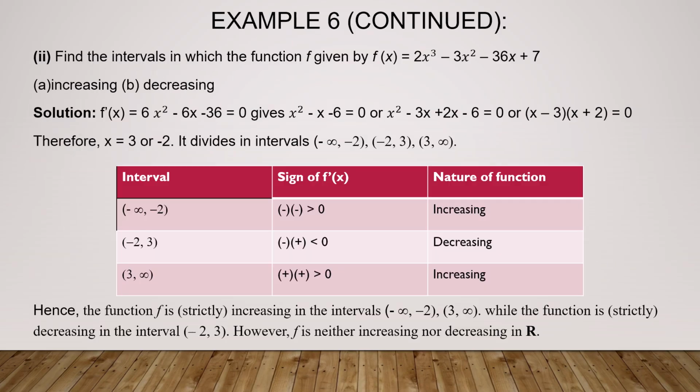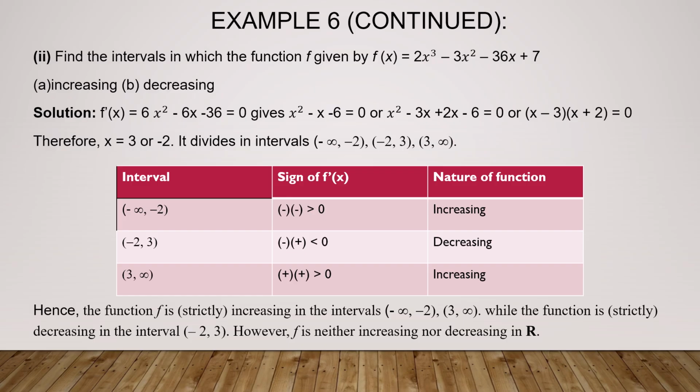Now in the next example, f of x is equal to 2x cube minus 3x square minus 36x plus 7, you have to find the intervals in which it is increasing and the intervals in which it is decreasing. The first thing you have to do is find f dash of x and equate it to 0. Correct? So in this case you will get the critical points.